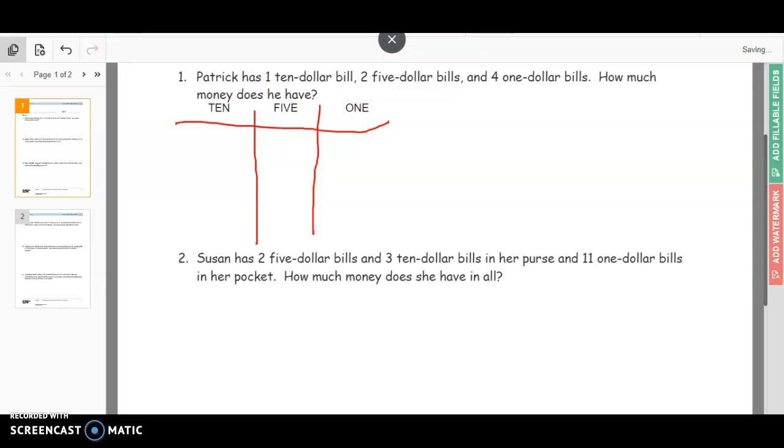Okay, so if I look at the problem, it says I have one $10 bill, and I know that a $10 bill has a value of 10, so I'm going to write 10 here. Just one time because we only have one bill. All right, two $5 bills, okay? I know that a $5 bill is worth $5, so I'm going to write a 5 for each dollar bill that we have. 1, 2, perfect. And then I also know that we have four $1 bills, and each bill is worth $1, so I'm going to do 4 ones.